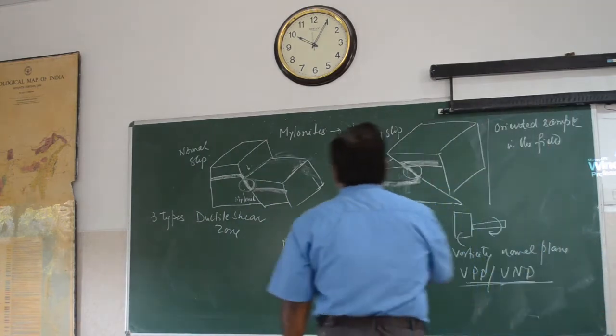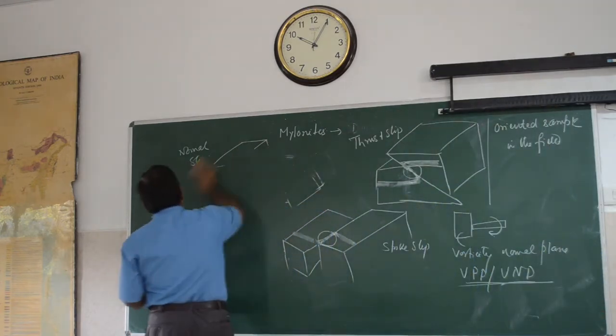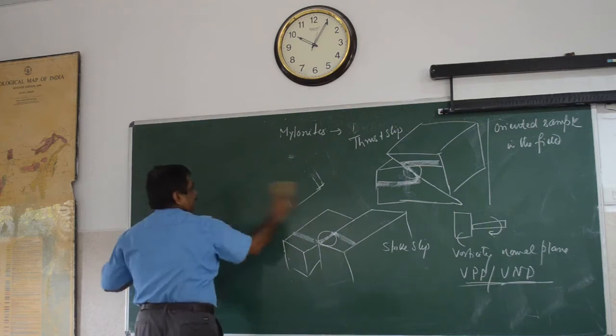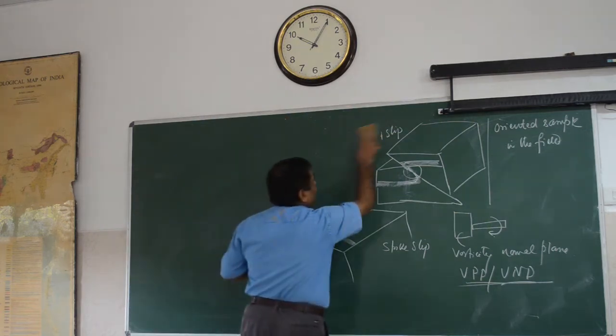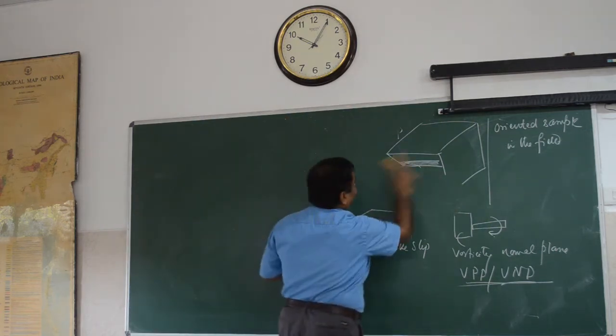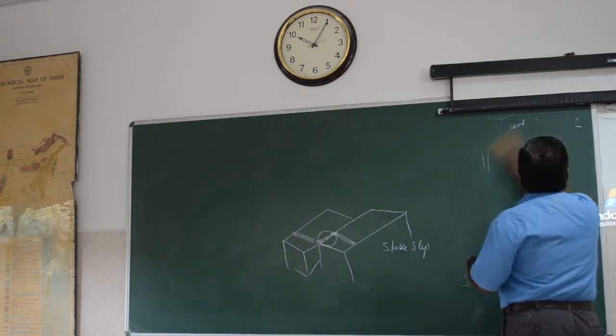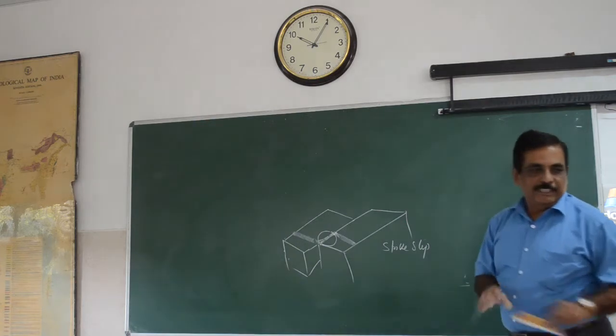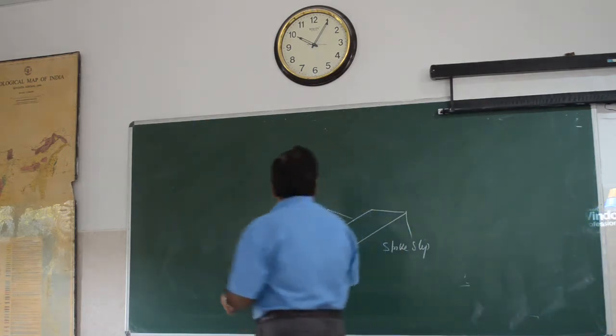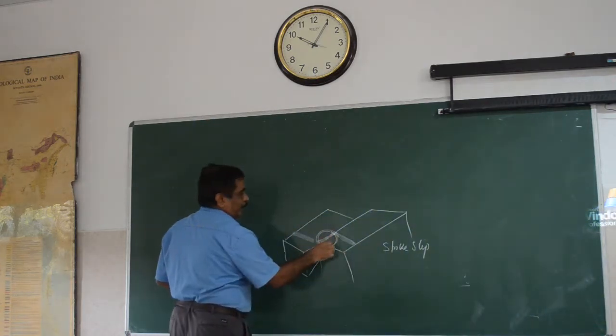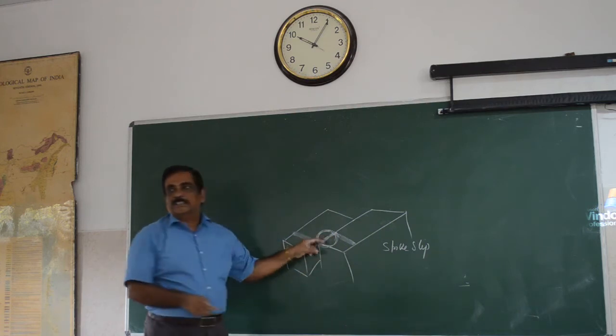Now what I will do, I will take the example of this strike slip here. Others we will not use now as an example, but we will study a strike slip here and mylonites from here. This section we are going to study. How a mylonite appears in case of strike slip.